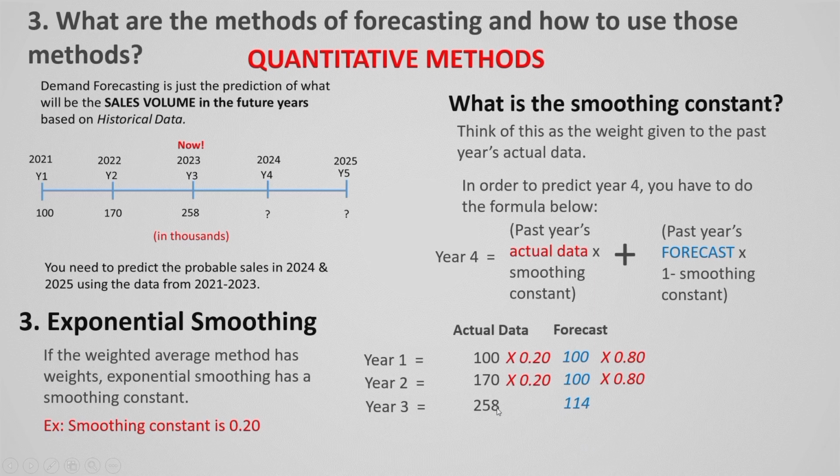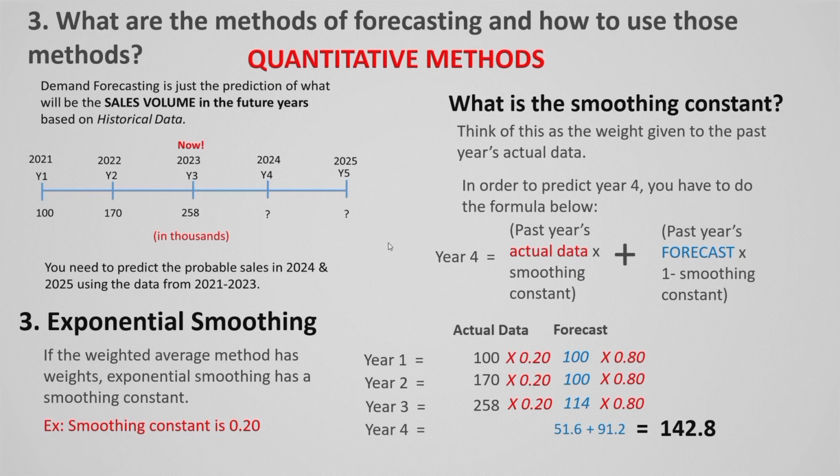So we have 258 times the smoothing constant of 0.20, and that's 51.6. Plus this 114 forecast in year 3 times 1 minus smoothing constant again of 0.80, and that equals 91.20. So 51.6 plus 91.20, and we have 142.80 or 143, which is now the forecasted sales in year 4 using the exponential smoothing and using the smoothing constant of 0.20.